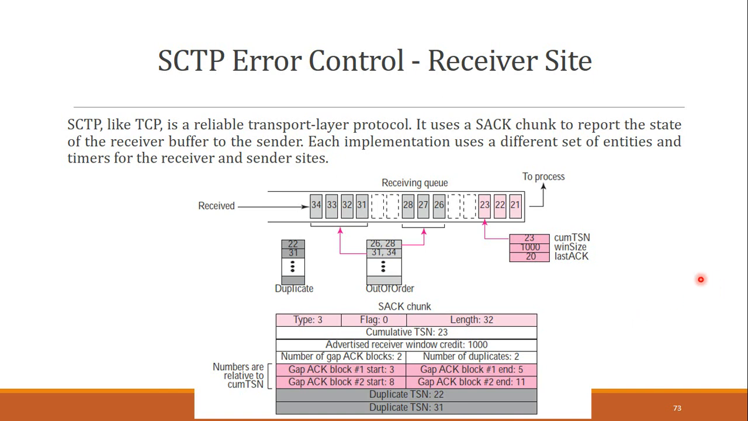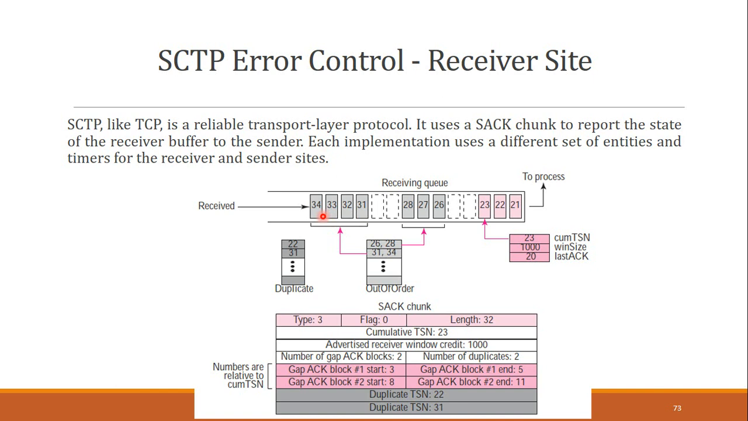The available window size is 1000 over here. Chunks 21 to 23 have been received in order. The first out of order block contains chunks 26 to 28. The second out of order block contains chunks 31 to 34.